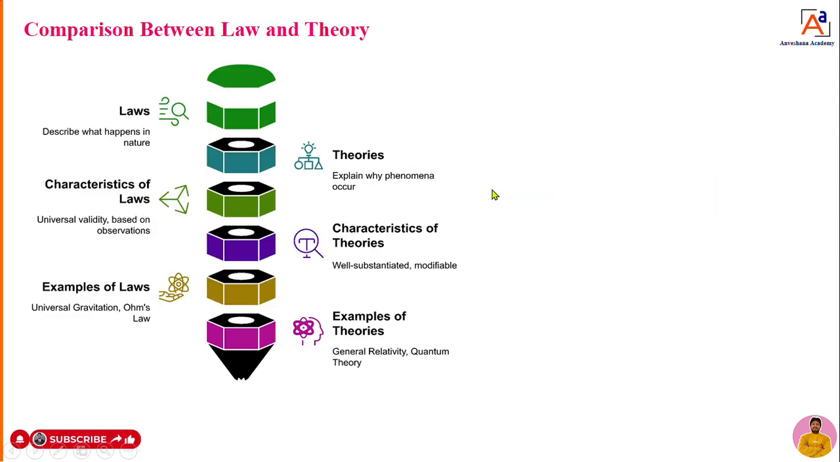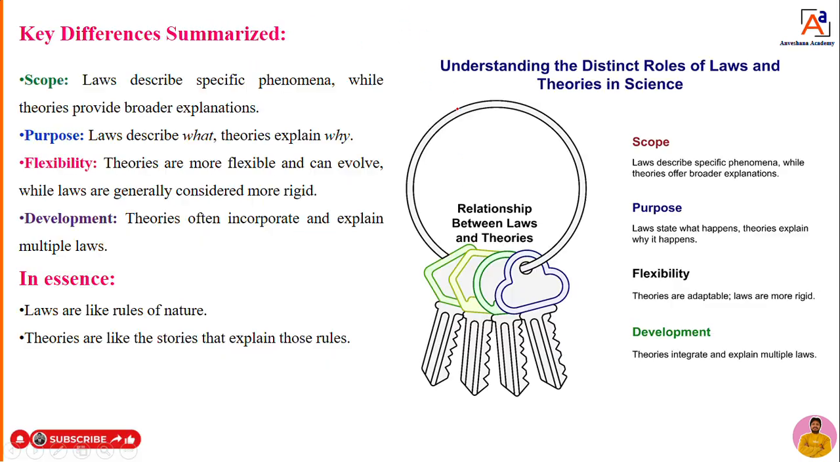Now, what is the difference between theory and laws? Laws describe what happens in nature. The characteristics of laws: universally valid and based on observations. Examples of laws are gravity, Newton's law, Ohm's law. When it comes to theory, it explains why the phenomenon is happening. Characteristics: it is well substantiated and it can be modified. Examples of theory are general relativity and quantum theory. Now, why do we need to use laws and theories in science?